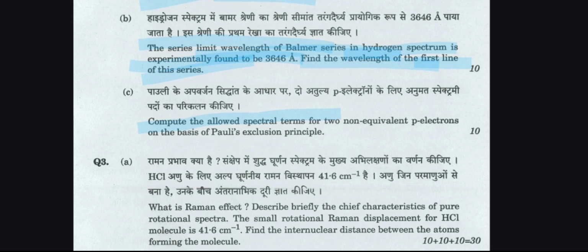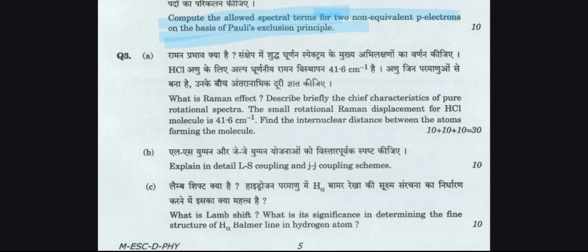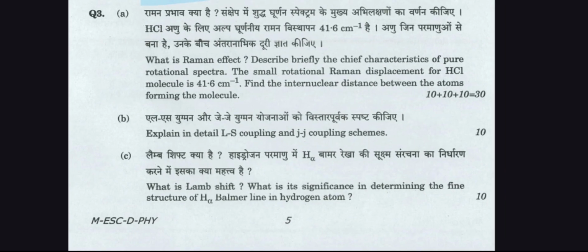Compute the allowed spectral terms of two non-equivalent p electrons on the basis of the Pauli exclusion principle. Come to question number 3. What is the Raman effect? Describe briefly the chief characteristics of pure rotational spectra. The smallest rotational Raman displacement for the HCl molecule is 14.6 centimeter inverse. Find the internuclear distance between the atoms forming the molecule. The next question will be: explain in detail LS coupling and jj coupling schemes.